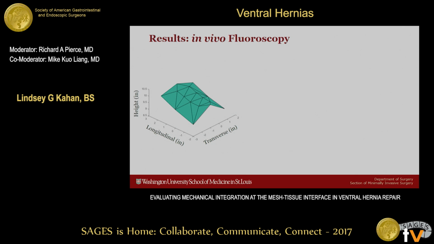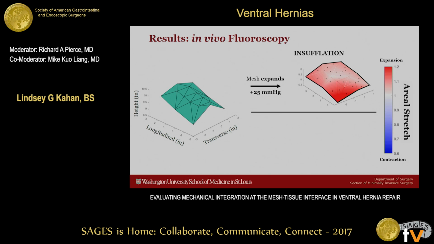So what we saw in vivo was that as a function of pressure, meshes expanded. They expanded about 3%, and there were no differences between mesh A and mesh B. Red indicates expansion, or greater than one areal stretch, whereas the blue indicates contraction, or a mesh shrinkage, if you will. Over time, we did see that the meshes contracted. They contracted anywhere between 0 and 30%.